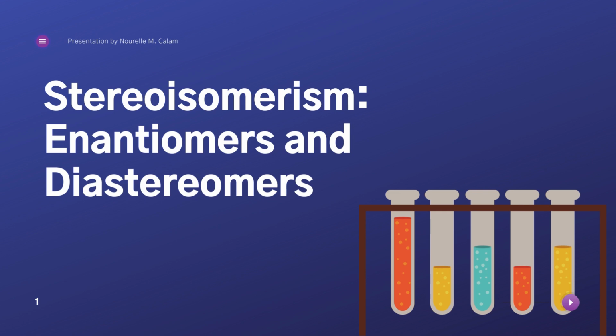Good day, everybody. For this video lesson, we will be talking all about isomerism. Specifically, we will be dealing with stereoisomerism and its two types, enantiomers and diastereomers. Now, this won't be a very long discussion on the topic. I will just be giving you the basics of the nature of these molecules. What are their properties? What differentiates them from one another?